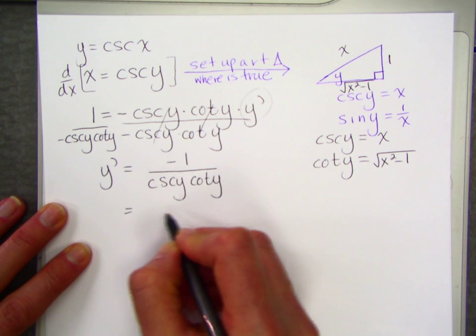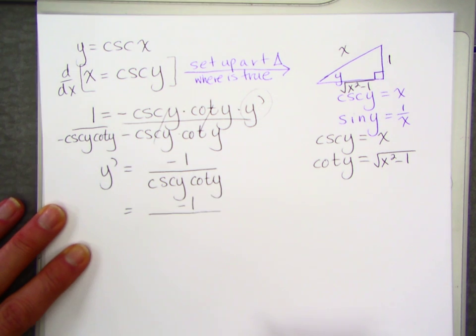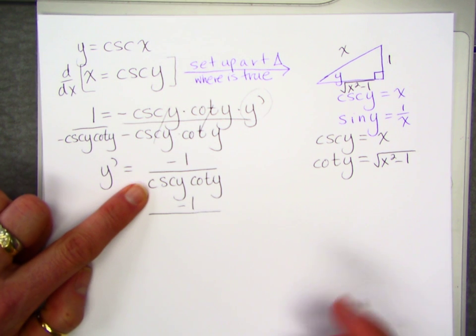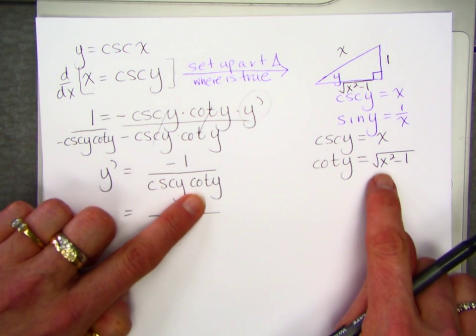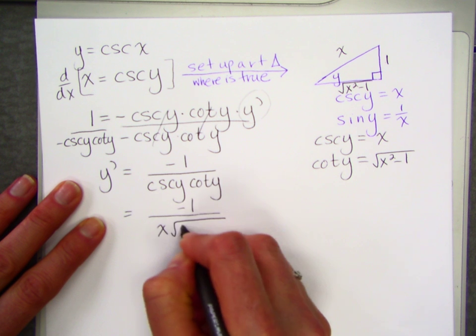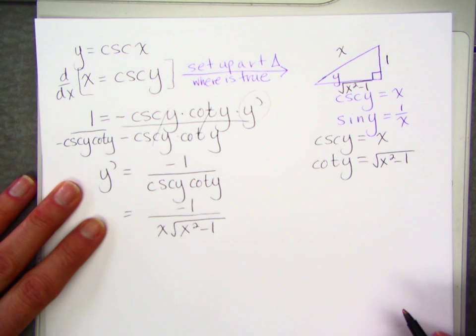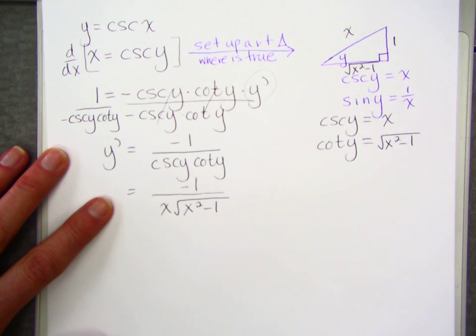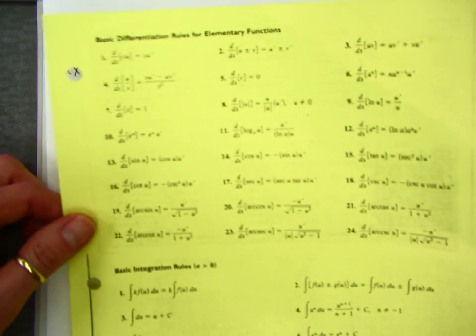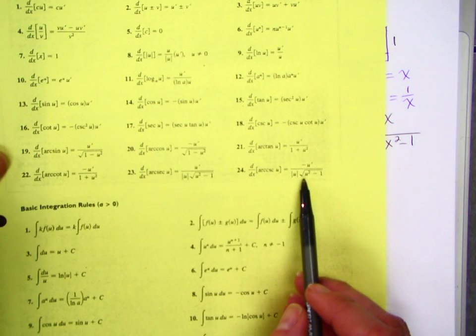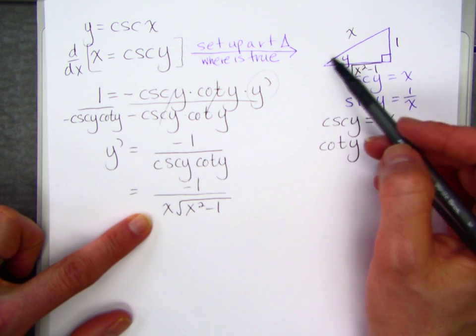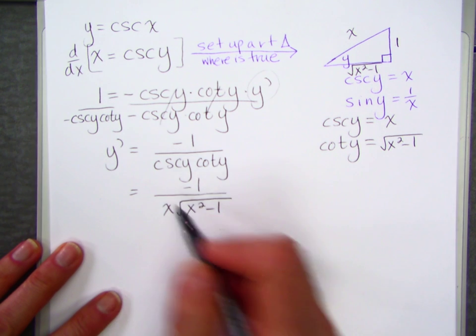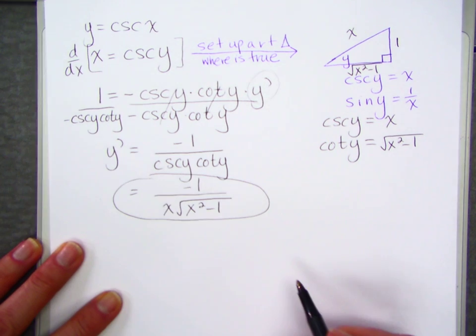And then if I make those two replacements, I still have the negative 1 on top. In place of cosecant of y, I'm going to put x. In place of cotangent of y, I'm going to put the square root of x squared minus 1. And then if we compare that to the derivative on our yellow sheet, there it is. Remember that the absolute value comes from the fact that we are working with a triangle, and the side of a triangle can't be negative. So we would be done right there.